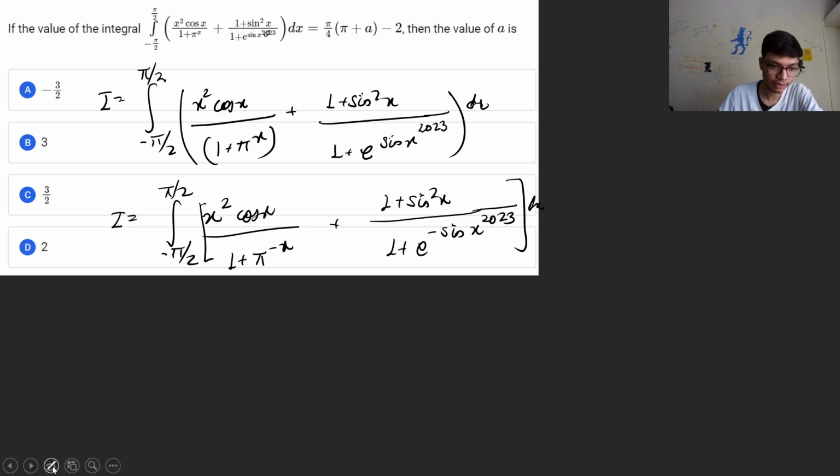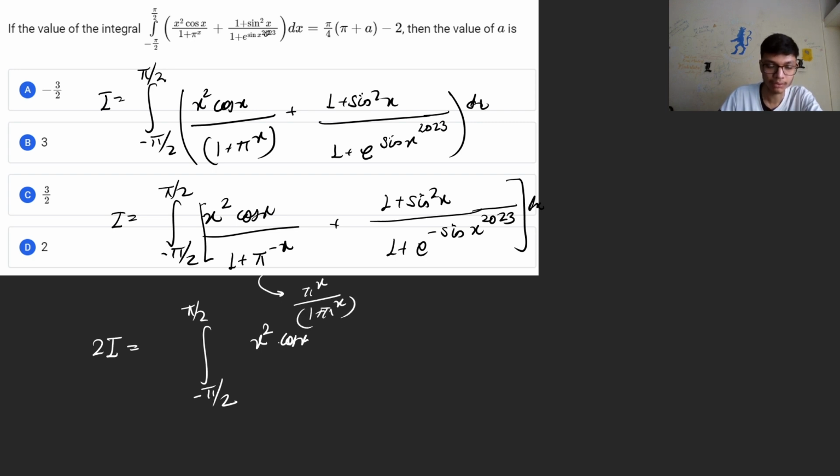For solving this, these are the two equations. If I add the two, the value of the integral is going to be 2I, equal to, within the limit minus pi by 2 to pi by 2, if I add both the terms, you will get a very simple result. x square into cos x is going to be the same, and 1 divided by 1 plus pi to the power x plus 1 divided by 1 plus pi to the power minus x can be simplified as pi to the power x by 1 plus pi to the power x, and if you cancel out, 1 by 1 plus pi to the power x plus 1 by 1 plus pi to the power minus x basically comes out as 1.